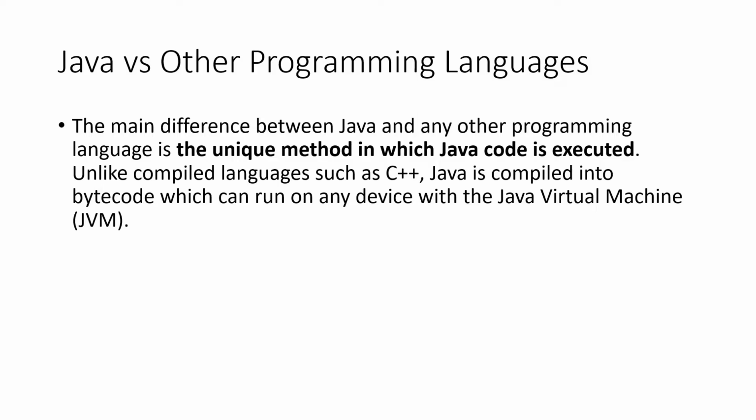So, Java versus other languages. The main difference between Java and other languages is that it is more tuned than other languages. In Java, the code is first compiled to bytecode, which can run on any device or any virtual machine, the Java Virtual Machine.